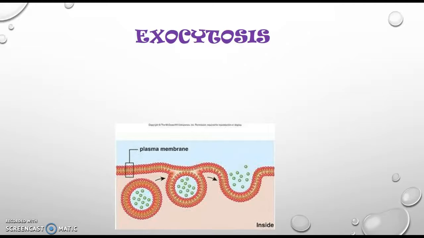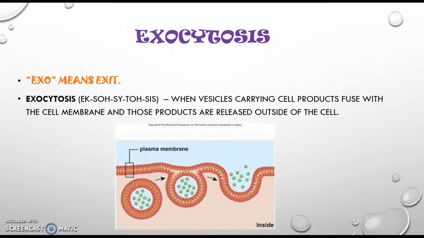Exocytosis is another type of bulk transport. Exo means exit. Exocytosis is when vesicles carrying cell products fuse with the cell membrane, and those products are then released outside of the cell. So here we have our example. Here is a vesicle with material inside of it. The vesicle moves towards the membrane, and it fuses or connects with the membrane, and then it releases the products to the outside of the cell.